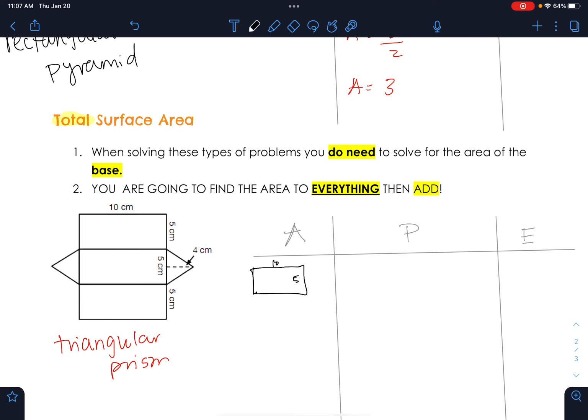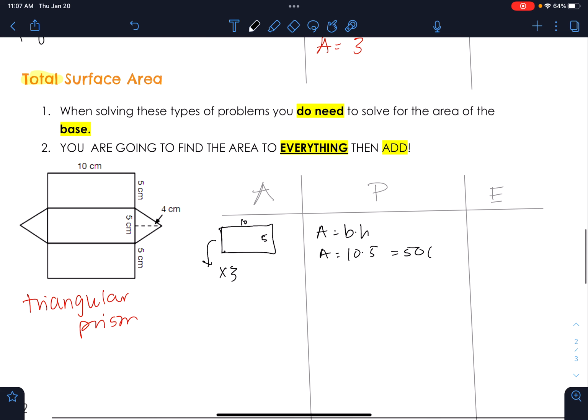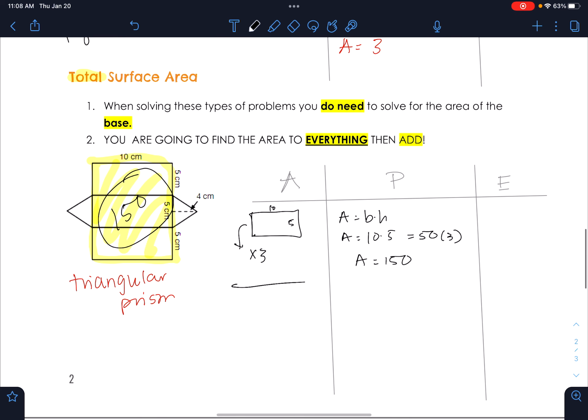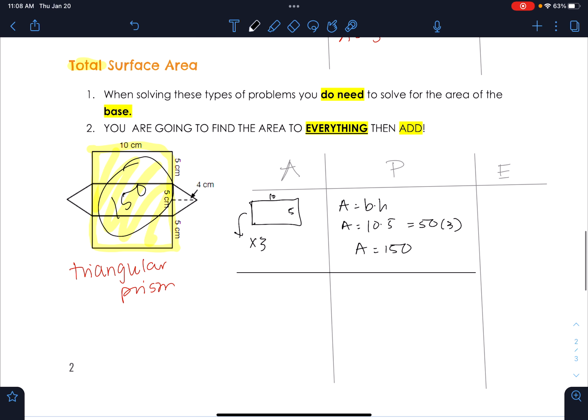I know that this is 10 and this is 5. Area equals base times height. Area equals 10 times 5, which equals 50. And there's going to be 3 of them. So 50 times 3 equals 150. So the area of all of this is 150.